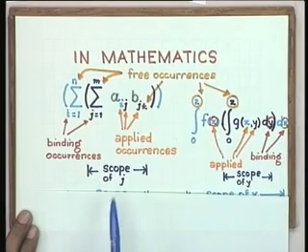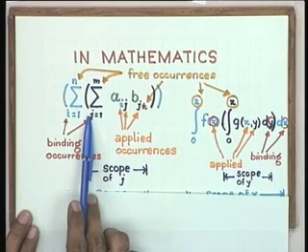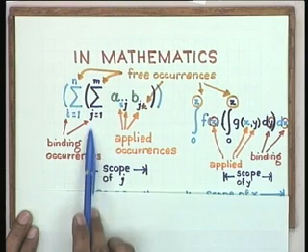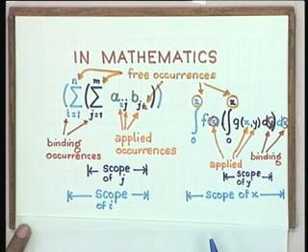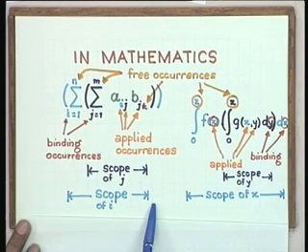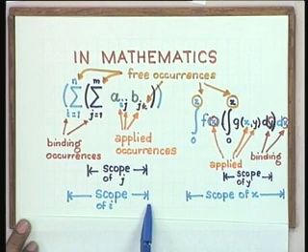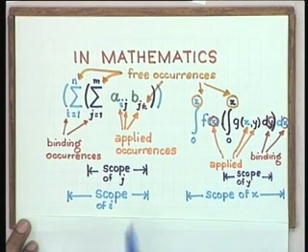In each case, for each of these bindings there is a scope. The scope of this j starts from its first binding occurrence to the end of the phrase which can have a binding occurrence, which can have an applied occurrence. The scope of i similarly starts from here and goes to the end of a possible applied occurrence.